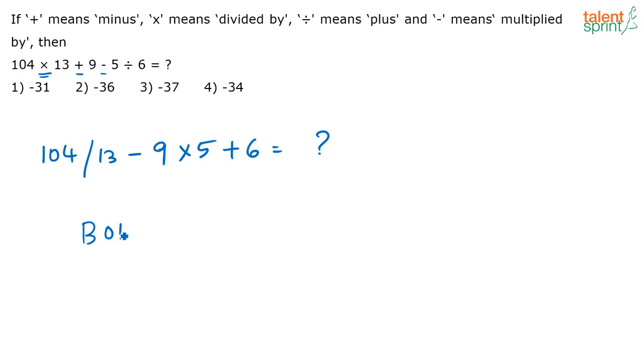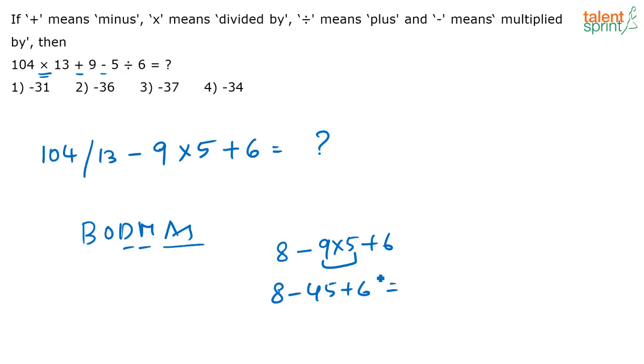According to BODMAS rule, first you should do division followed by multiplication, then addition and subtraction. So 104 by 13, that is 8. 13 into 8 is 104, correct? So 8 minus 9 into 5 plus 6. So then next do 9 5s. 9 5s are 45. So 8 minus 45 plus 6, that is equal to minus 37 plus 6, that is equal to minus 31. Answer would be option 1.